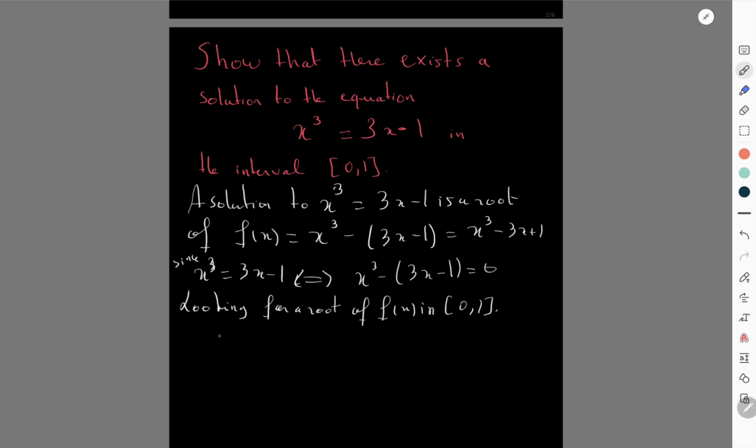Great. So if f of x is x cubed minus 3x plus 1, f of x is a polynomial. So f is a polynomial function, and hence continuous, we'll say on 0, 1. I mean, it's continuous on R, but it's also continuous on 0, 1.